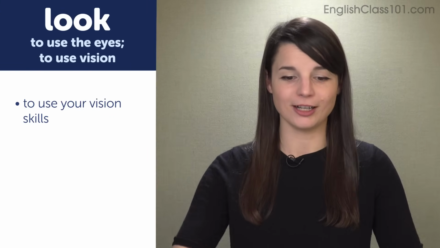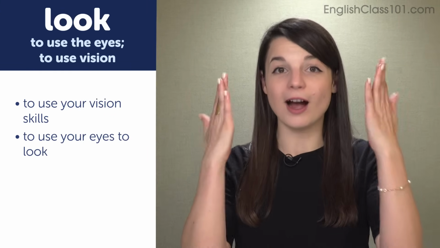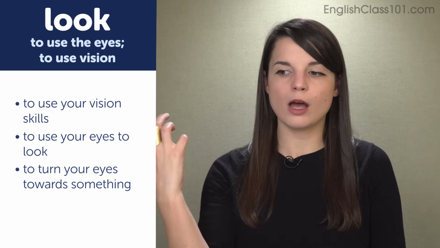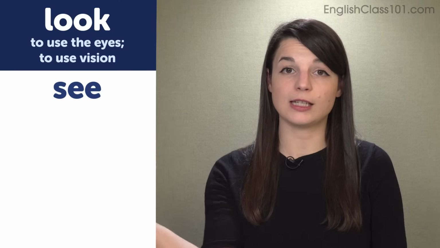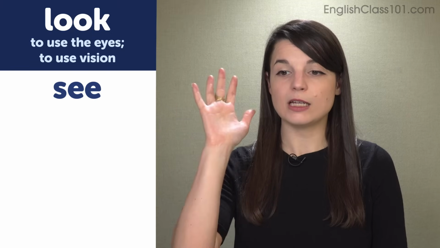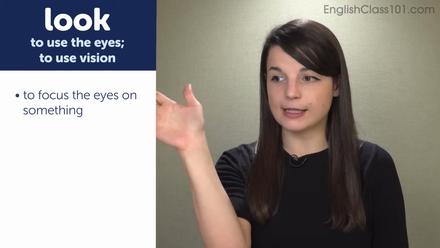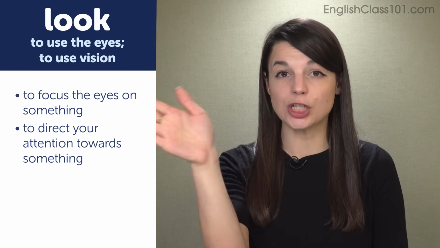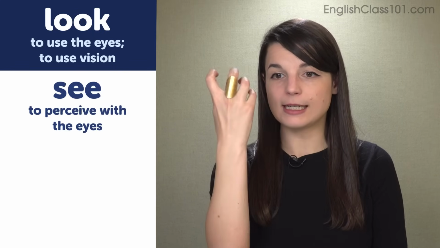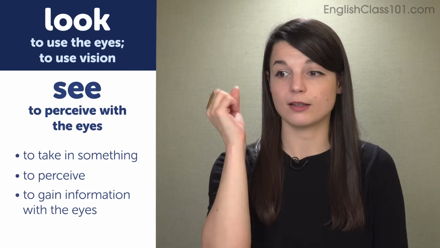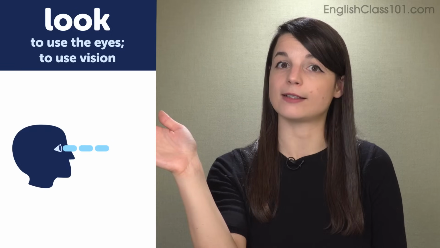The basic definition of the verb look is to use your eyes, to use your skills of vision, to turn your eyes towards something. The difference between the verb see, if you watched the see episode of Know Your Verbs, see means to perceive something with the eyes. Look means to focus the eyes on something, to direct your attention towards something. Whereas see is to take in something, to perceive, to gain information with the eyes. Look is just focusing your attention on something.